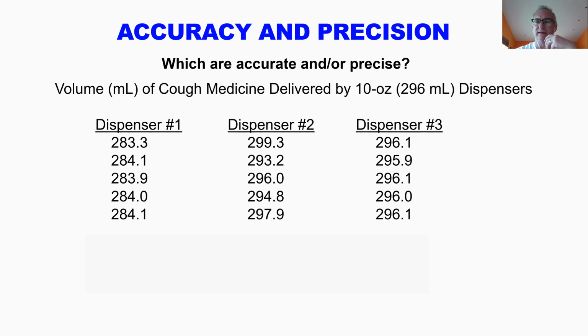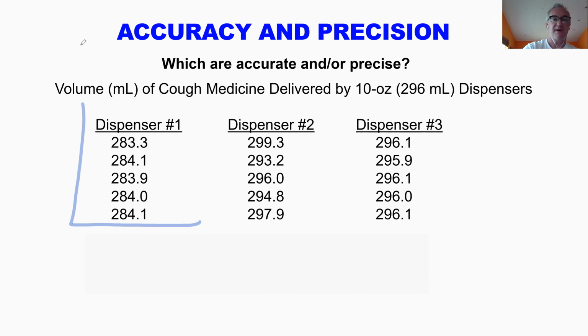So this will be our last question for the chapter. I've got three dispensers. So this would be like if I worked in a pharmacy, basically, and I was filling up cough syrup dispensers. So I'd have basically a little robot device that just dispenses volumes of medicine. So here's my first one.